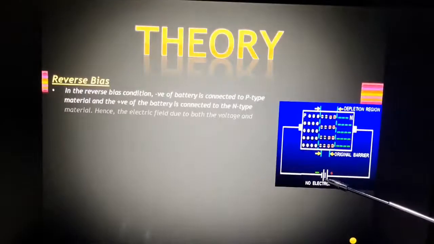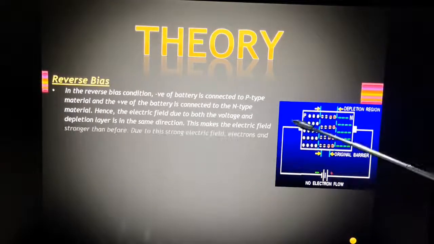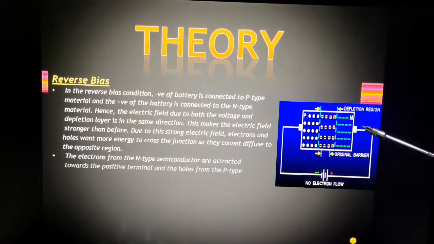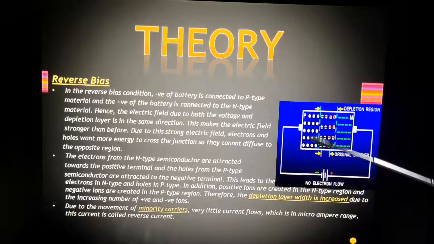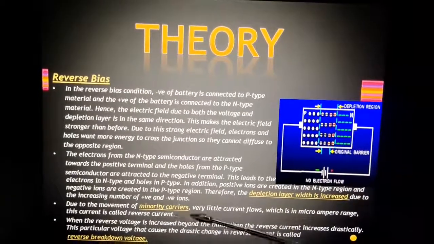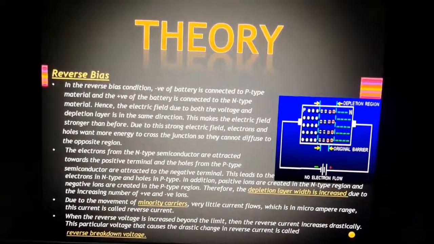The reverse bias theory: the negative of the battery is connected to the P-type and the positive is connected to the N-type. The depletion layer increases over here and the current is due to the minority charge carriers.